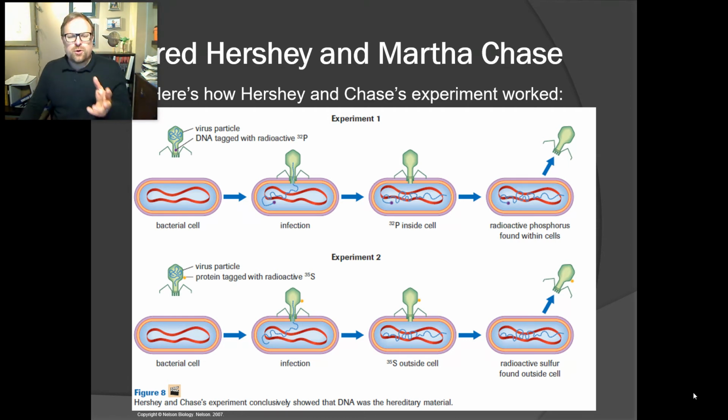So just to summarize again, both bacteria got infected, but only one of the radioactive things showed up inside the bacteria. And it was the phosphorus attached to the DNA that showed up inside the bacterium. So that pointed the finger to DNA as the hereditary material, as the thing that was passing on the infection from the bacteriophage into the bacterium.